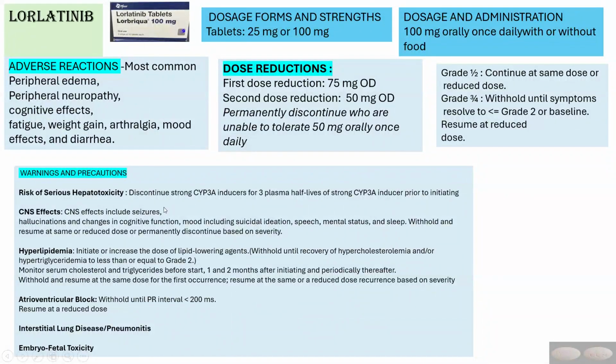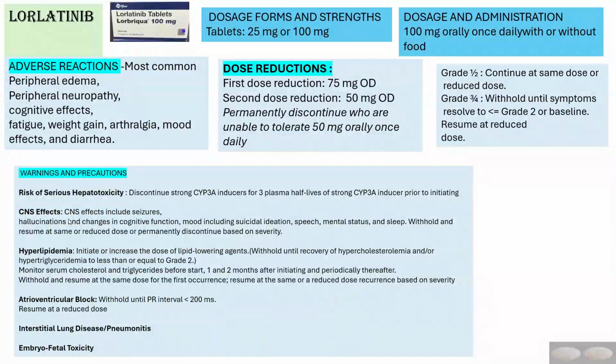Again, there is a risk of serious hepatotoxicity, especially if we give it with CYP inducers. Then CNS side effects like seizures, hallucinations, and mood changes. For dose modification regarding the CNS side effects, if it is grade 1, that is just mild, we tend to continue with the same dose. For grade 2 and grade 3, we withhold the drug till it is grade 1, and then we re-challenge either at the same dose or one dose level lower. Like we start with 75 mg, and then we subsequently increase.